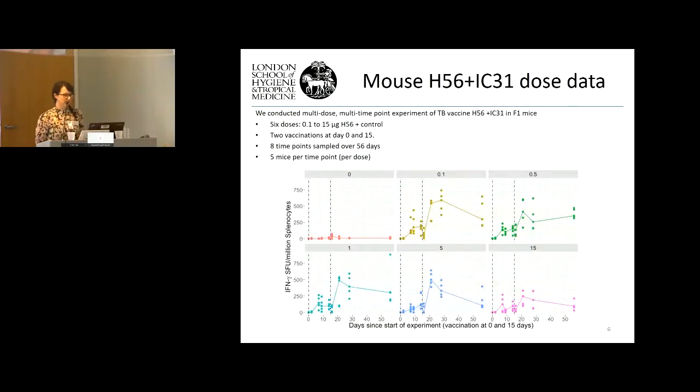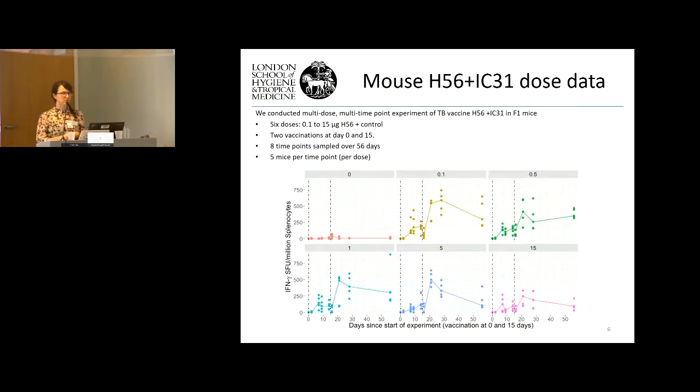We went into the lab and generated lots and lots of mouse data. We chose 6 doses ranging from 0.1 to 15 micrograms of H56 plus a control group, keeping the adjuvant at the same dose throughout. We gave 2 vaccinations, at day 0 and day 15, to mirror the human clinical trial, which was a 2 vaccination regimen. We took 8 time points sampled over 56 days, with 5 mice per time point, so it was quite a lot of mice in the end. In the graph, time is on the bottom axis and interferon gamma response on the y-axis, with panels for the different doses. You can already see that the response differs across dose.